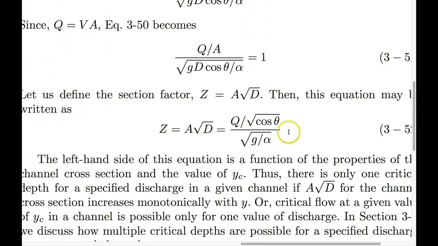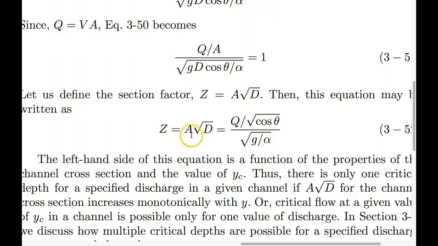If we use Froude's number to calculate critical depth, it gives us A times square root of D equals a quantity which depends upon the discharge, the slope of the channel, the alpha of the channel. And if we know all of these terms, we can find A square root D and then solve it for depth for any arbitrary cross section.